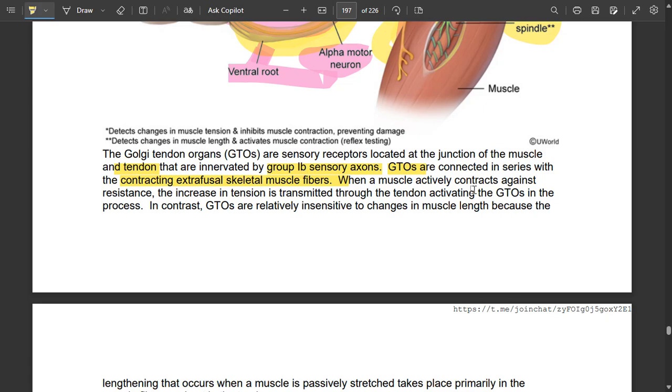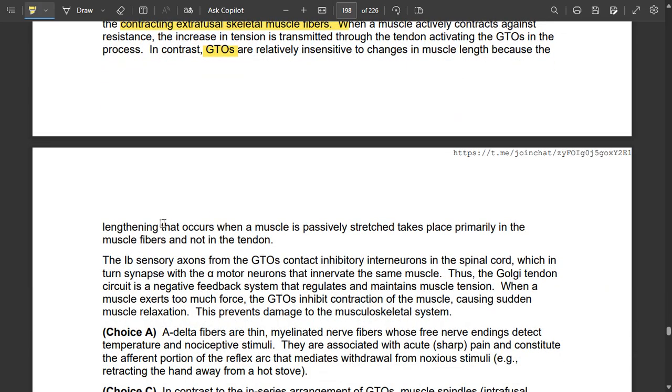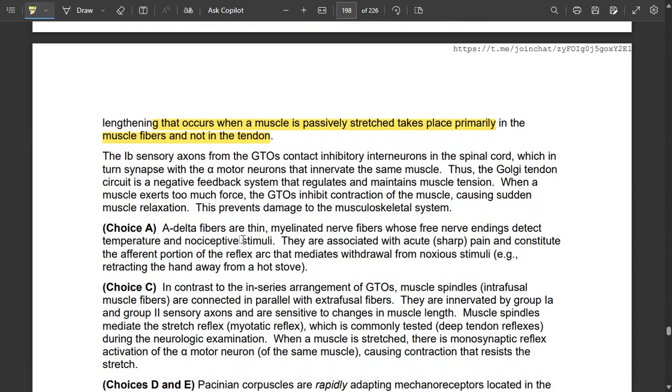So stretch is mostly felt by muscle spindles, while Golgi tendon organs are more sensitive to tension rather than muscle length, because the lengthening occurs when the muscle is passively stretched. This occurs primarily in the muscle fibers and not in the tendon. Therefore the GTO is not stimulated when lengthening of the muscle fiber occurs.